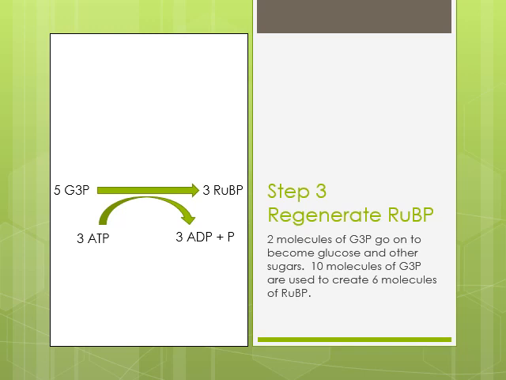So we have three steps. Fixation: carbon dioxide out of the air, attach it to RUBP. Step two, take that product, break it down to form glucose. But you've broken the RUBP. So step three is rebuild your RUBP, and that requires energy.